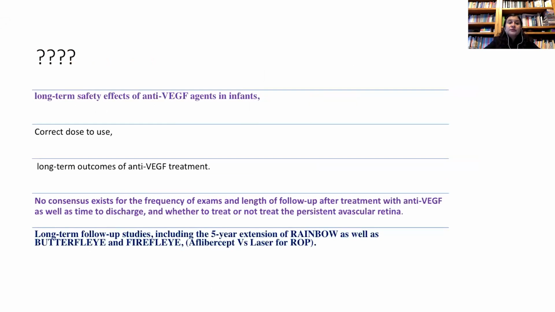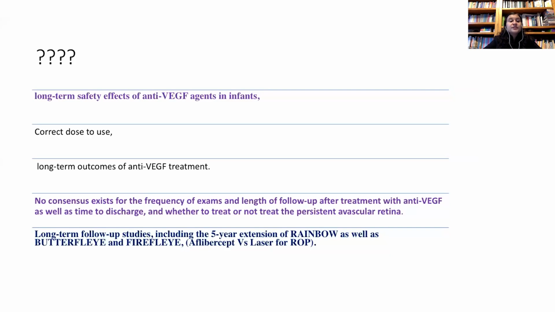So what about these anti-VEGF? We still don't know the long-term safety effect of anti-VEGF in infants. There's no correct dose established to date, and long-term outcomes like systemic effect and effect on neurodevelopment with this anti-VEGF treatment are not clearly understood. There is no consensus regarding the frequency of exam, the length of follow-up after treatment, when to discharge the patient, and whether to treat or not to treat the persistent avascular retina, whether to add insurance laser or not.